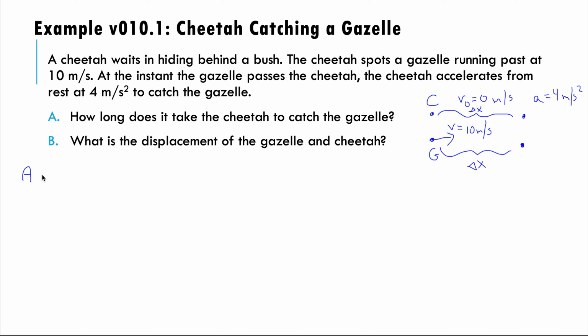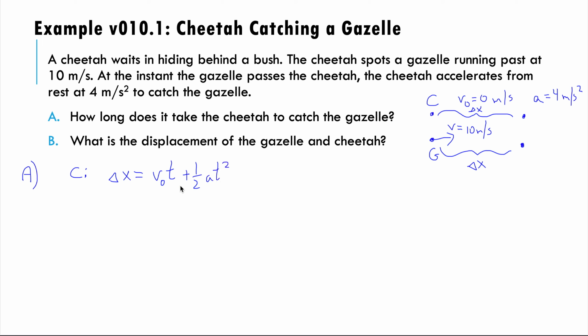So for the cheetah, the displacement is going to be given. You have to find a kinematic equation that has the correct variables. Can you find it? One that has displacement, initial velocity, acceleration, and also time, because we're going to want to solve for time. So if you look at your kinematic equations, hopefully you found this one: delta x equals v initial times time plus 1/2 a t squared.